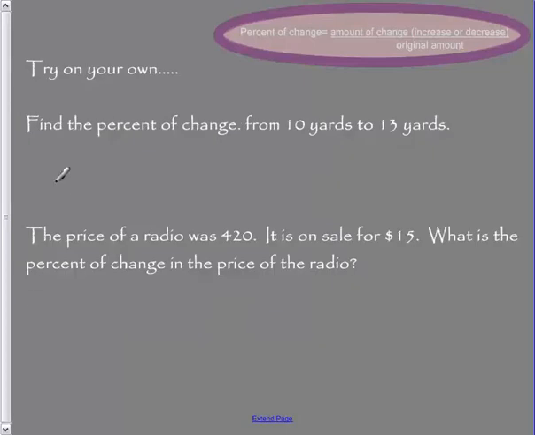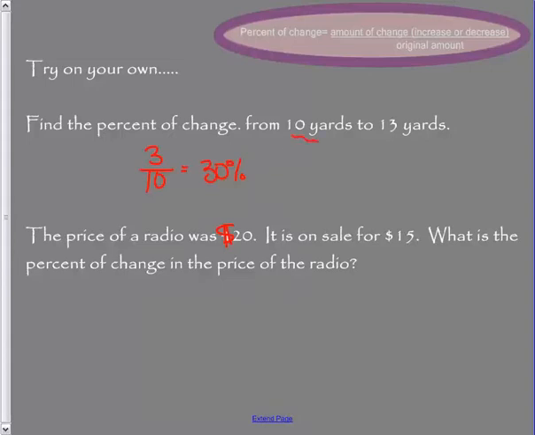Okay, I want you to try these two on your own, okay? Find the percent of change from 10 yards to 13 yards, and then find the percent of change in the price of the radio that was $420. Radio was $420. I think that was a typo. Hold on. Yeah, $420, that's a really expensive radio. Okay, so it's going to be $20, and it's on sale for $15. Okay, so try these two for me. Pause the video, and I'm going to go through the answers.